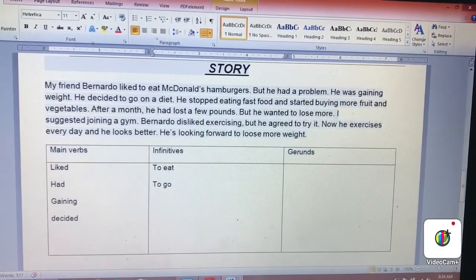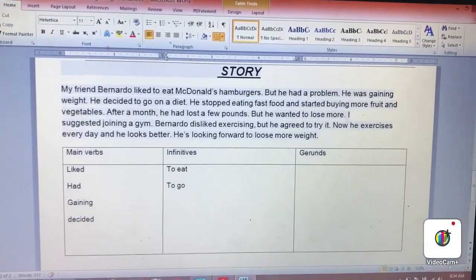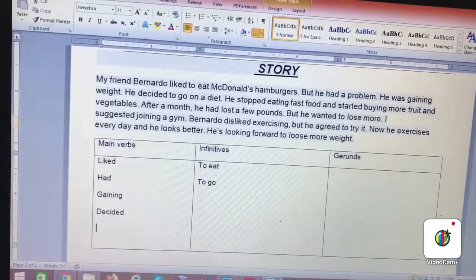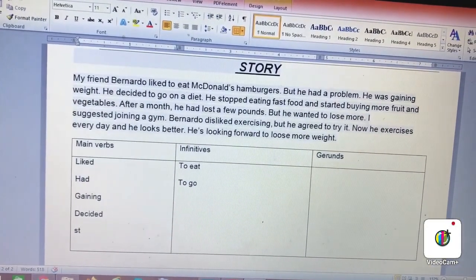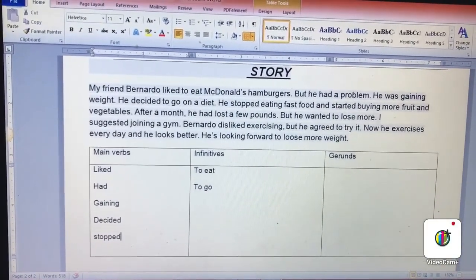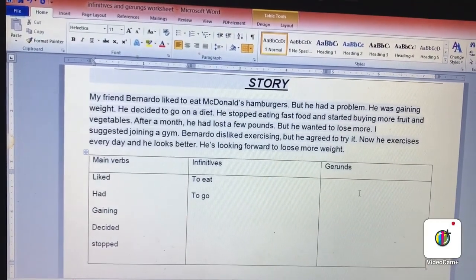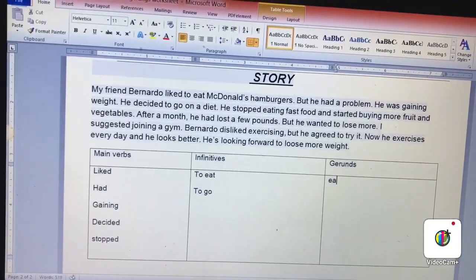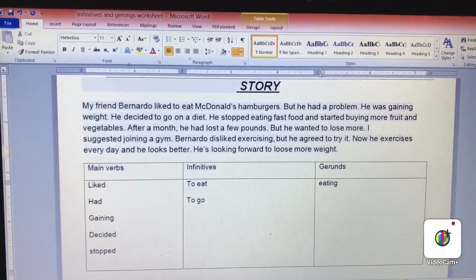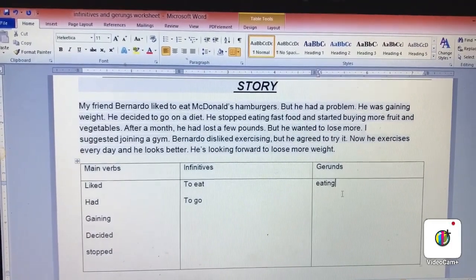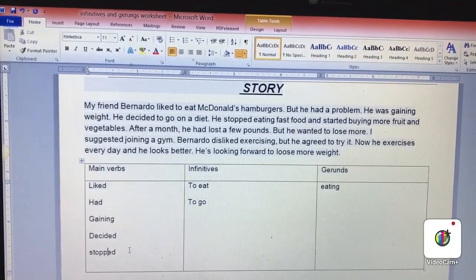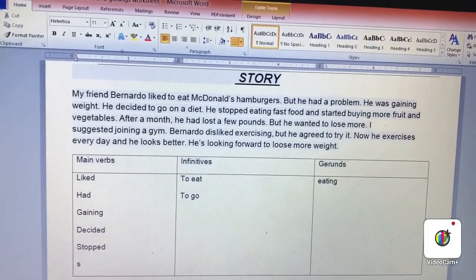He stopped eating fast food. Now here we are having stopped, and we are having a gerund here. He stopped eating. Eating is acting as an object of this sentence, and started buying. We are having one more main verb, started.